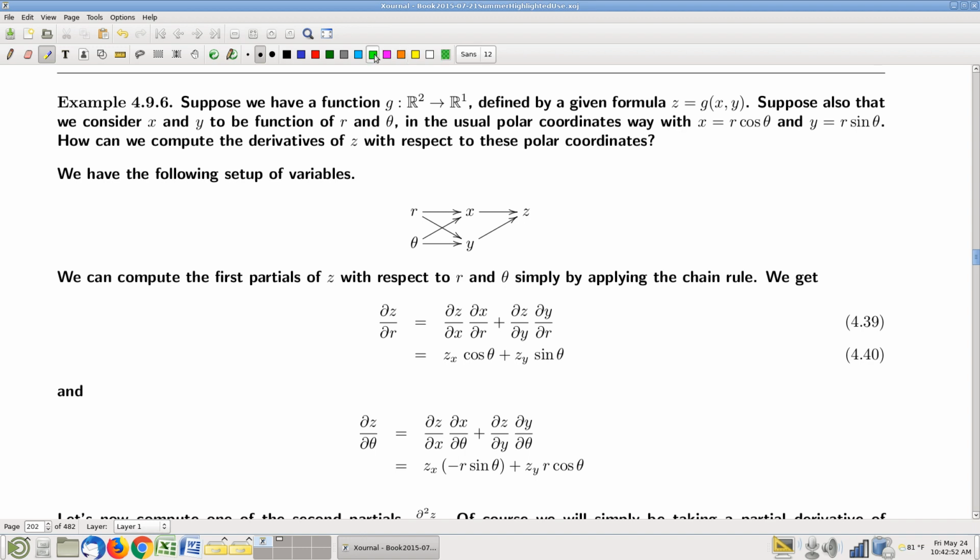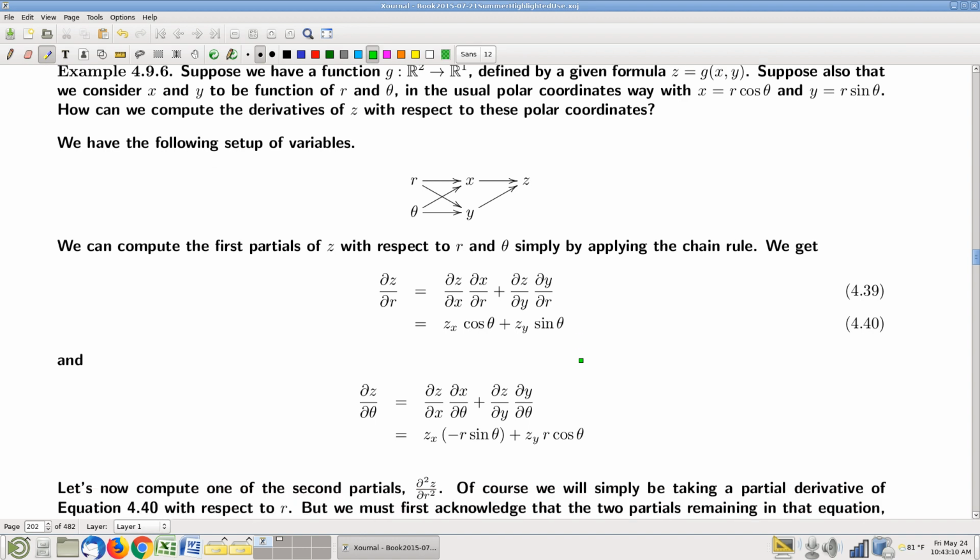On the other hand, this partial of x with respect to r, that's something I can compute. That's cosine theta. That's easy. And x as a function of r and theta is given. Easy partial. Likewise for the other one. Okay. All right. So with this, by the way, an analogous argument, you can compute partial of z with respect to theta, which I'll do that one.